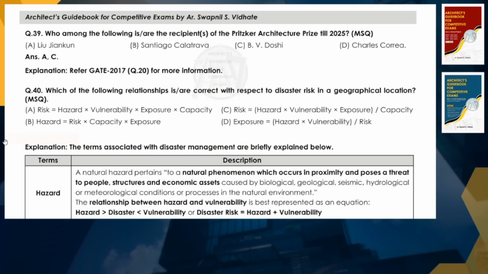Hazard. What is hazard? A natural hazard pertains to a natural phenomenon which occurs in proximity and poses a threat to people, structures, and economic assets, caused by biological, geological, seismic, hydrological, or meteorological conditions or processes in the natural environment. So, what is the correct relationship between hazard and vulnerability? It is represented that hazard is always greater than the disaster, but the disaster is always less than the vulnerability, right? Or it can also be noted as disaster risk equal to hazard plus vulnerability. If you add hazard and vulnerability, it will give you the kind of risk associated with that particular disaster.